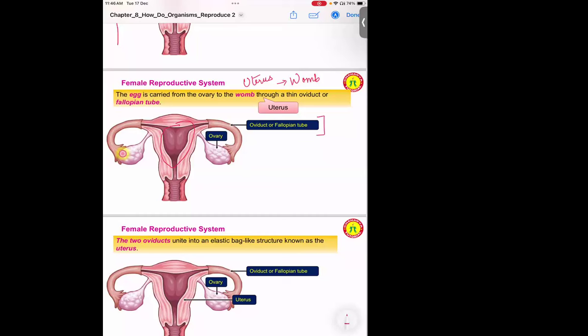Also, they ask you to name the place where fertilization happens between the male and the female gamete. The answer is the fallopian tube or the oviduct. And the other question they ask is to write the other name of the oviduct, which is the fallopian tube. Fine. These are small questions which are really important for your board examination, so make sure that you are thorough with them.